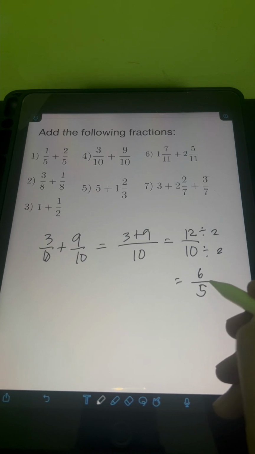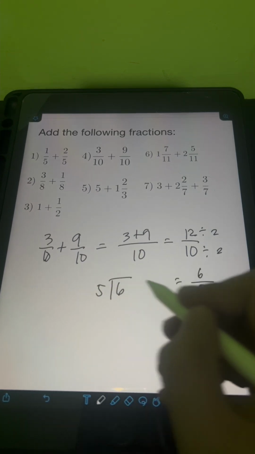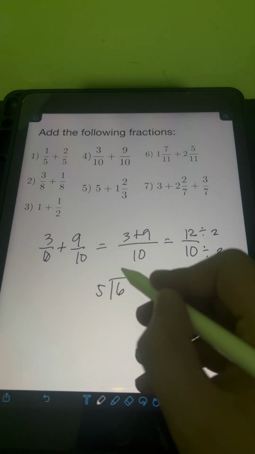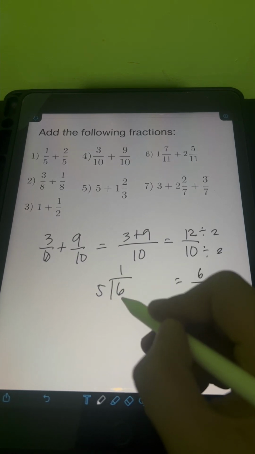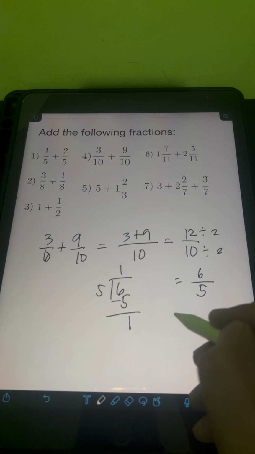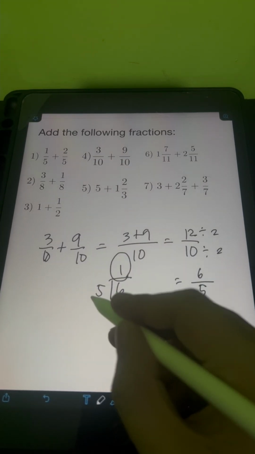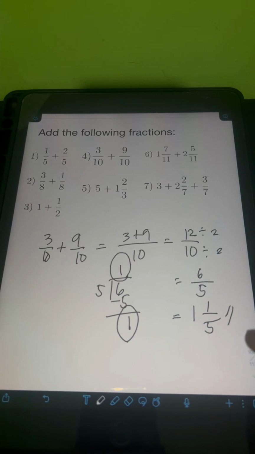So 6 over 5. Since this is an improper fraction, the numerator is bigger than the denominator, we can transform it to a mixed number. So we can divide the numerator 6 by the denominator 5. 6 divided by 5, that's 1. 1 times 5 is 5. Subtract 6 minus 5, it's 1. So 6 over 5 is also equal to 1 and 1 over 5.